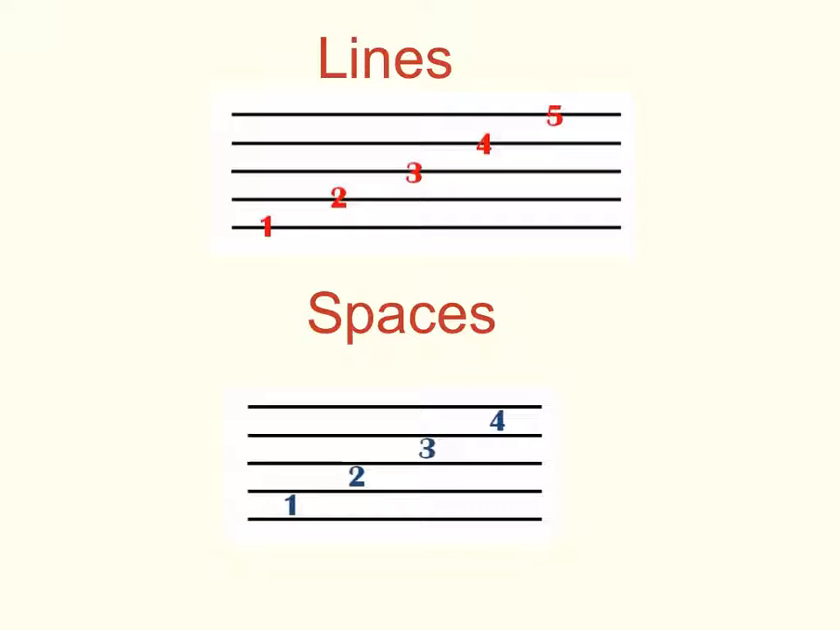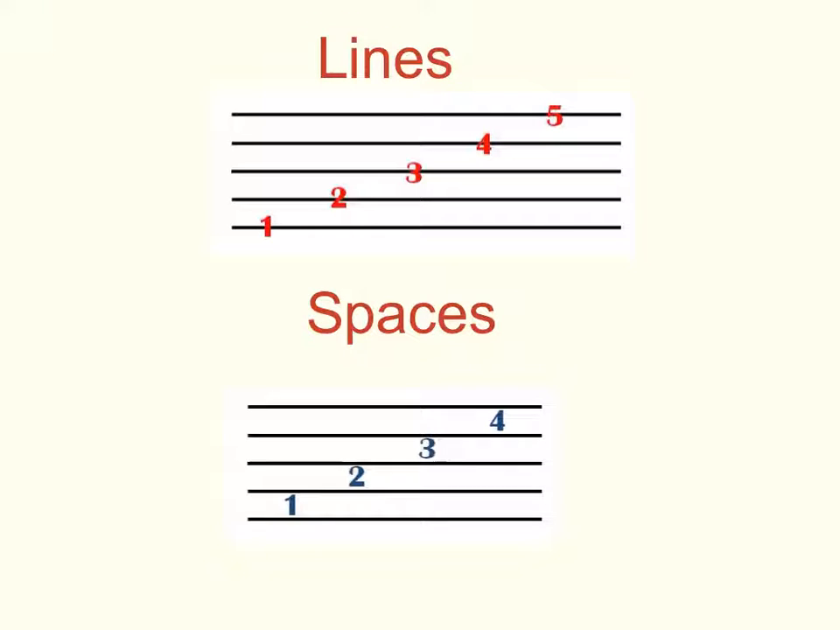The next thing we want to talk about are lines and spaces on the staff. You'll notice here that they are always starting from the bottom line and they are ascending. And so as we go up, ascending means to go up. We have line 1, line 2, line 3, line 4, and line 5.